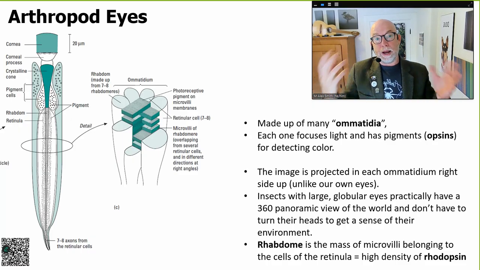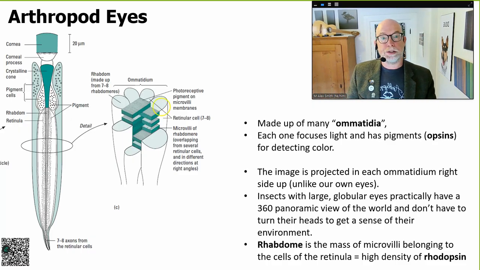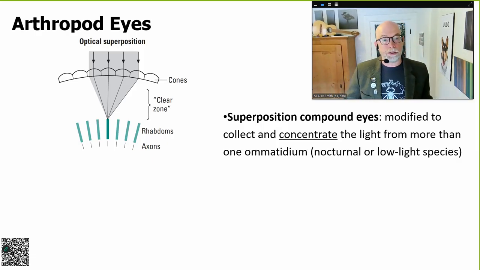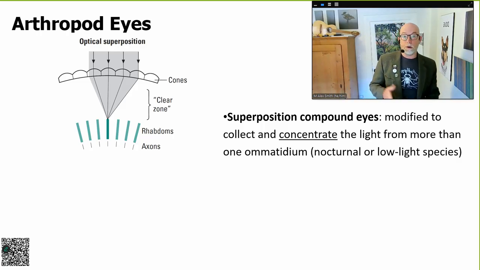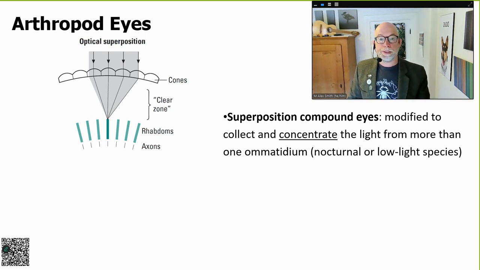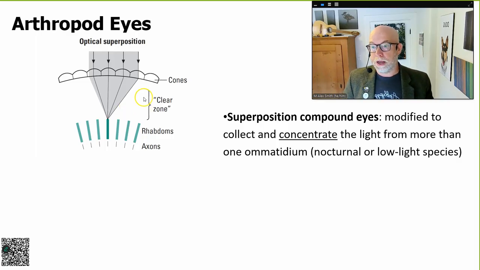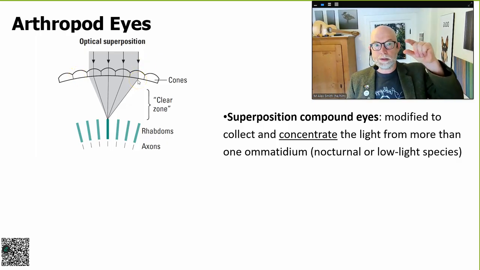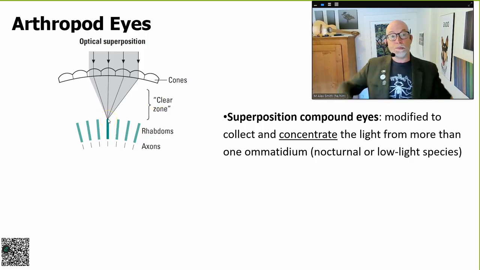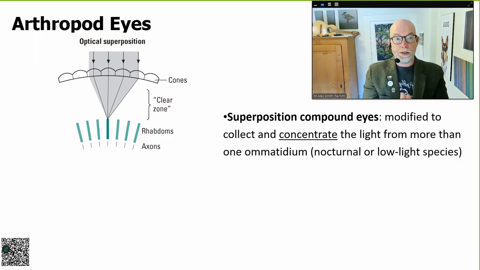Now, how they are arrayed in the compound eye changes, largely depending on what kind of light environment that insect lineage has evolved within. For species that operate nocturnally or live in low light, like dense forests where much of the light above the canopy doesn't reach the subcanopy, we see superposition compound eyes. This is a word that I promised earlier that I would unpack. Optical superposition occurs when light is focused by the cones across a fairly large clear zone into the photoreceptive cells. It helps concentrate the light from more than one ommatidium into a single axon.